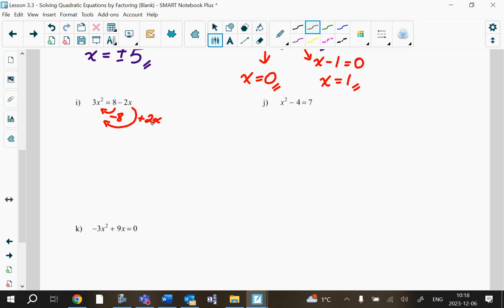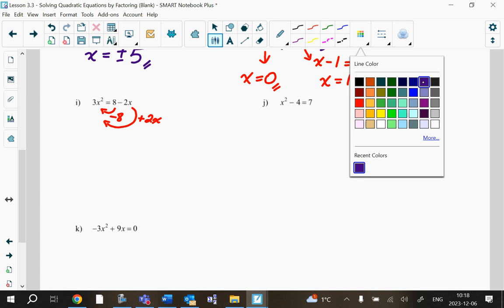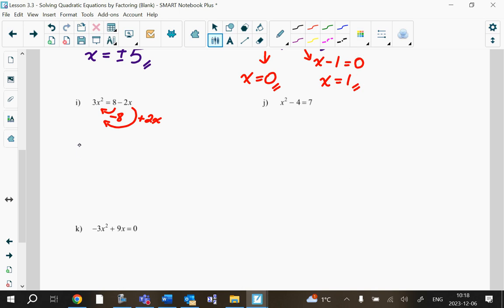So when I do that, well, the 3x squared is still there. When I bring the minus 2x over by adding 2x, it becomes plus 2x on this side. When I bring the positive 8 over by subtracting 8, it becomes minus 8 on this side. Notice I put it in the order that I can factor it. And we've got one of these ax squared trinomials again.